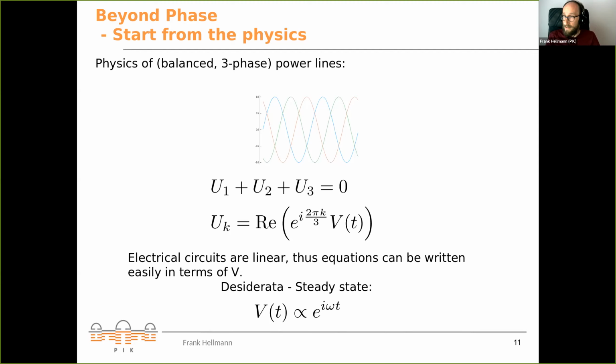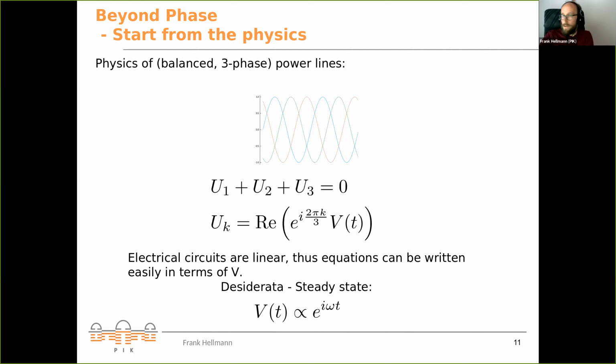Note that this is not like just taking a complex phasor for a sine wave, because both the real part and the imaginary part of V of t are physical. Because electrical circuits are linear, the equations that are written in terms of U can easily be written in terms of V, because this is a linear transformation. The desiderata we want for a good power grid power flow line is to get a steady state. That is, V of t should just rotate with e to the i omega t.